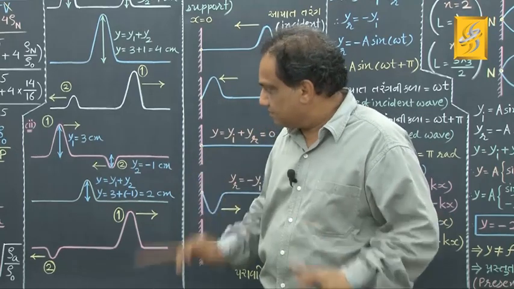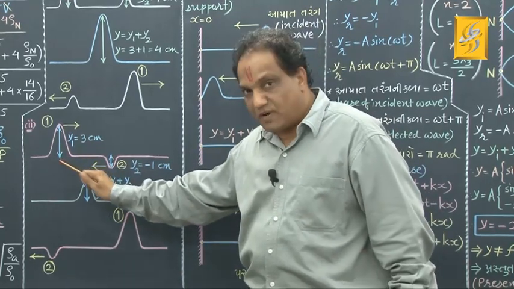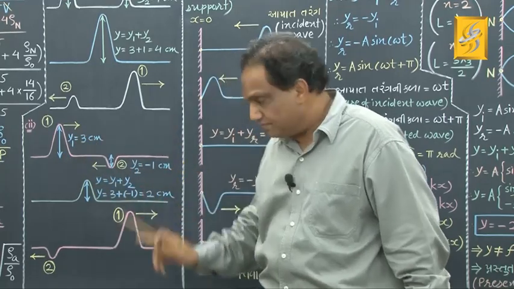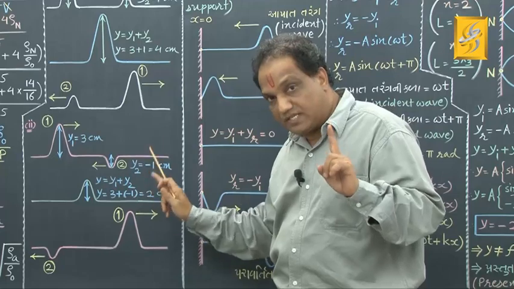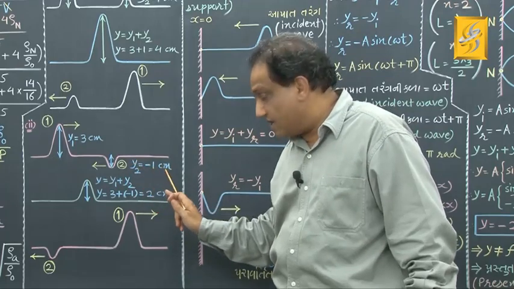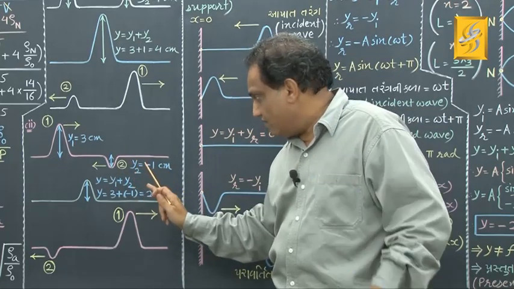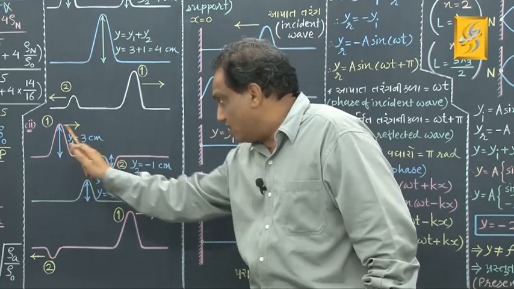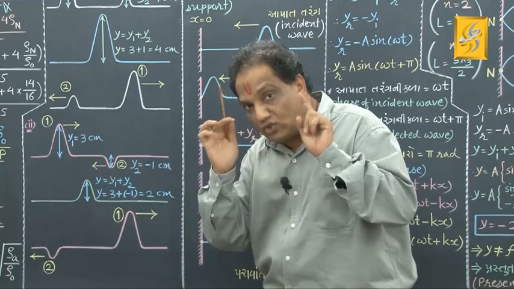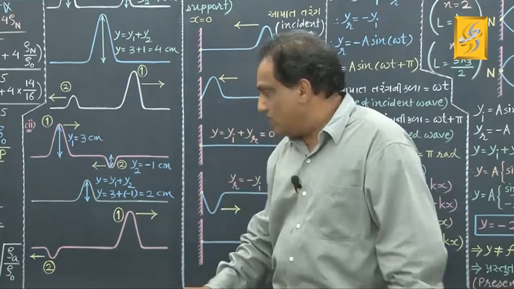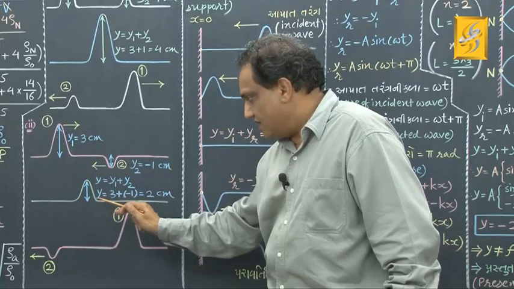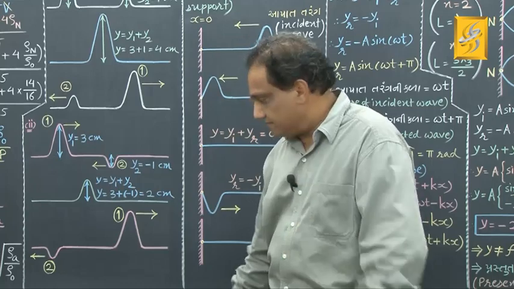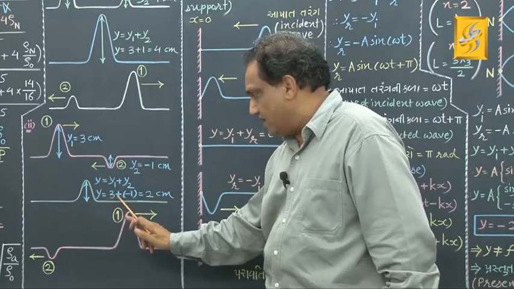Correct? Individual displacement produced by the first pulse is 3 centimeter vertically upwards, that's why it is positive. Individual displacement produced by the second pulse is 1 centimeter, but because it is vertically downwards, we take it as minus 1 centimeter. Correct? Now, when these two pulses propagate towards each other, they will also superpose. And after that, you will have a resultant wave like this, in which this much is the resultant displacement. It is found to be 2 centimeter.